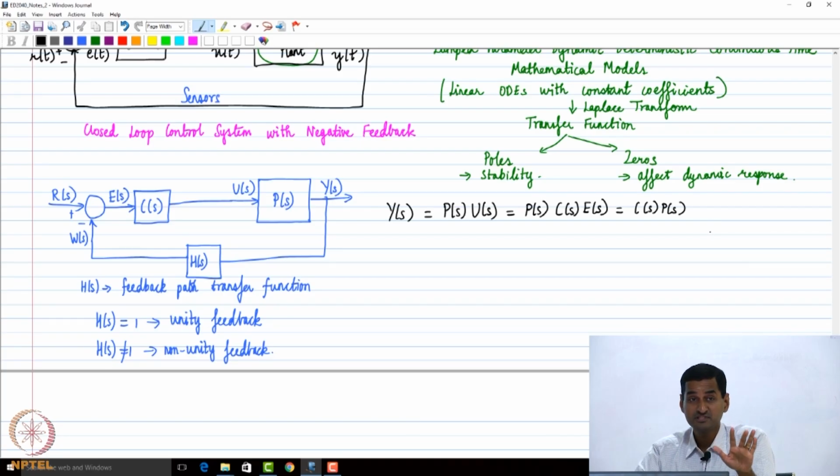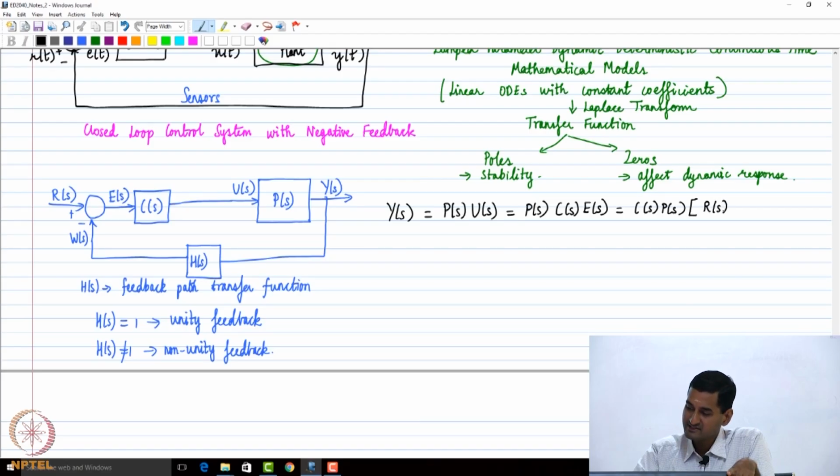If you work with MIMO systems, you need to be careful, because these will be matrices. In general, if you have two matrices A and B, A times B is not equal to B times A. Matrices do not commute in general, so as far as multiplication is concerned, we need to be careful. Okay. So C times P of S, what is E of S now?